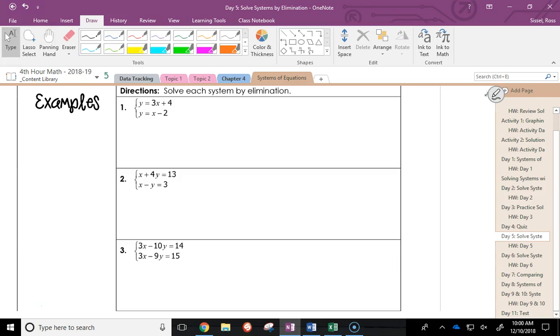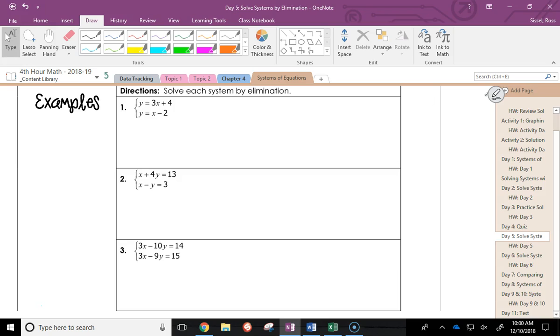Here's what I'm going to look at first. In step 1, we have to make sure they're lined up. So I have y equals 3x plus 4, and minus 2. They're lined up. Dylan, do you need to move spots? Last one I'm asking.